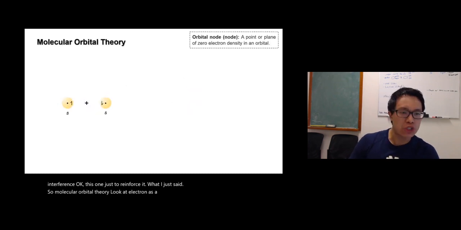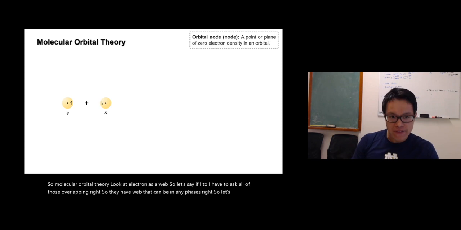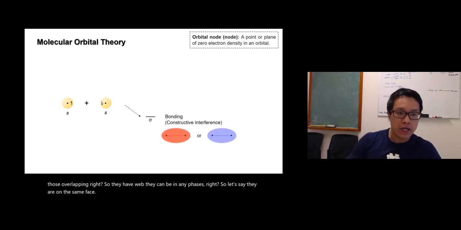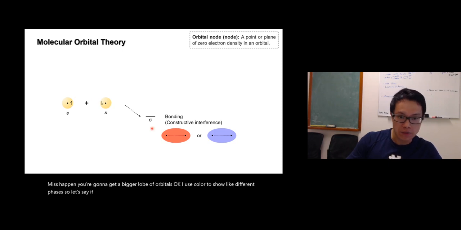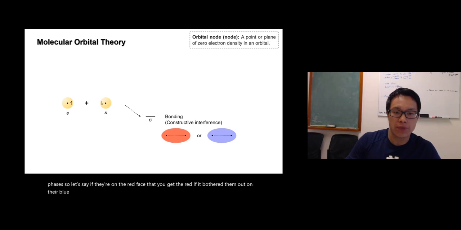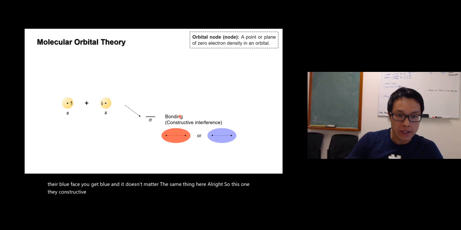So let's say I have two s orbitals overlapping. They have waves, they can be in any phases. Let's say they are in the same phase. When this happens, you're going to get a bigger lobe of orbitals. I use color to show different phases. If they're both in the red phase, you get red. If both of them are in the blue phase, you get blue, and it doesn't matter. Same thing here. So this one is constructive interference, and we call it bonding. And this is a sigma bond, so I put sigma right there.